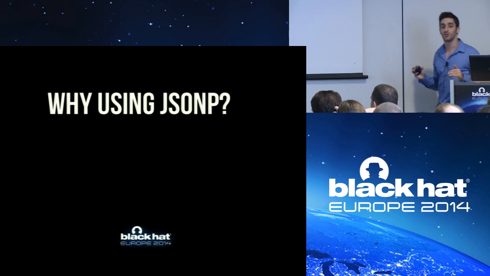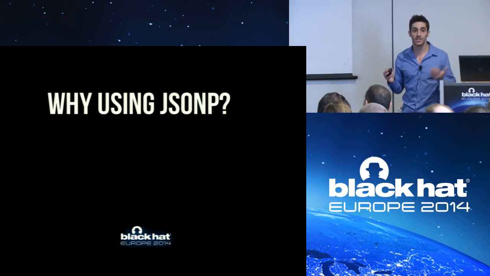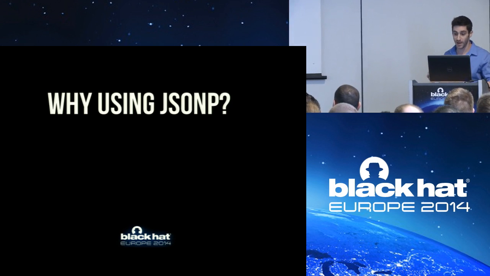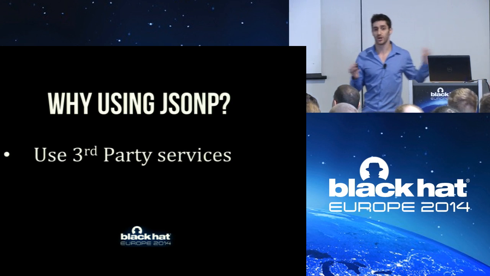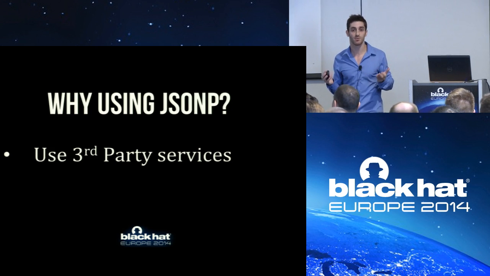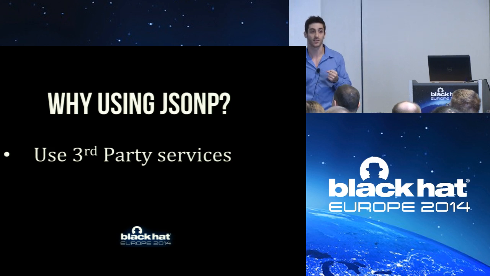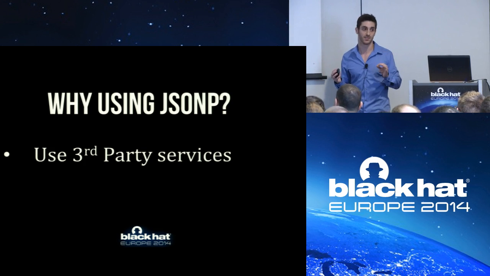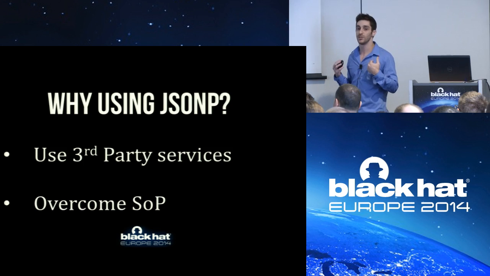Well, now that you remember what JSON looks like, let's talk about JSON with padding. Why do we need JSON with padding? Why would a legitimate website use it? Well, the main reason is to use third-party services, external APIs. We don't want to develop everything, right? We want to use APIs that help us, pretty much like developers use libraries instead of developing everything from scratch. And when I say external services, I mean services that are not in our origin.